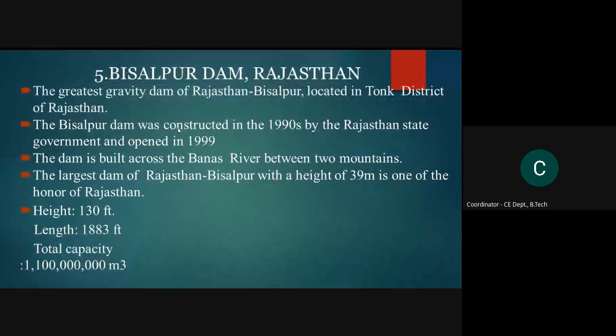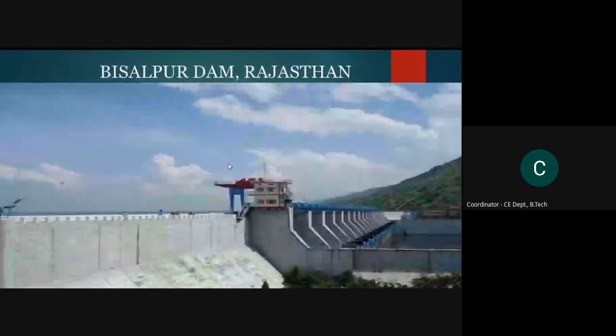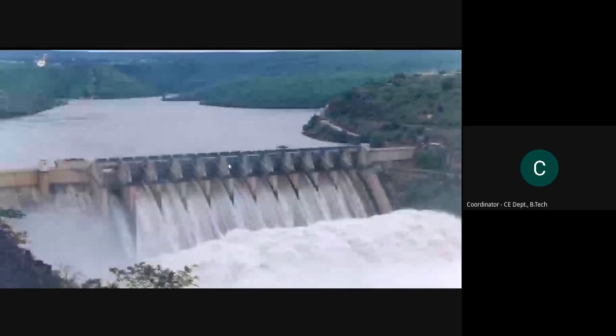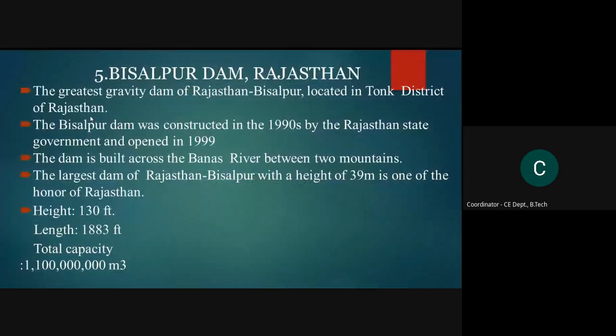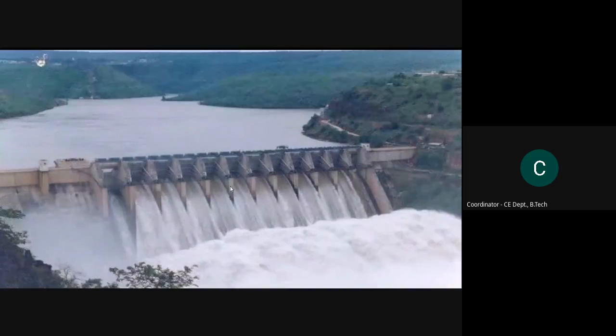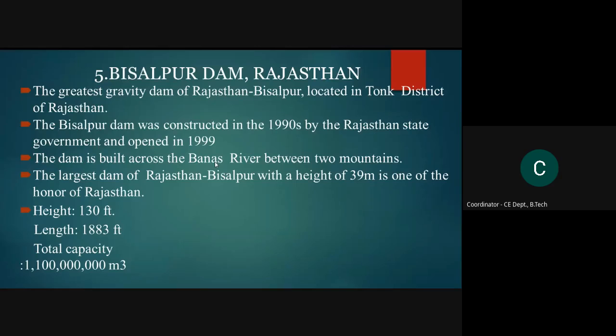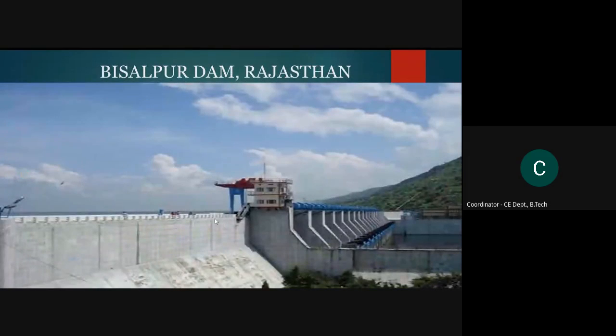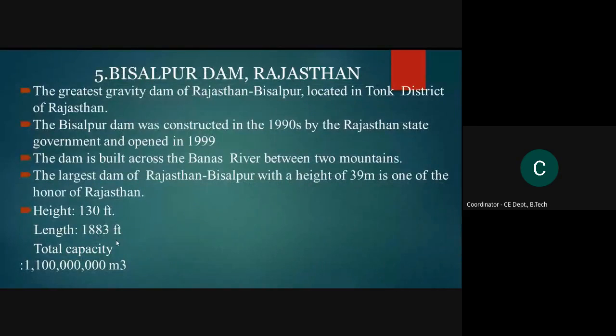The dam is built across the Banas River. The largest dam of Rajasthan, Bisalpur, with a height of 39 meters, is one of the honors of Rajasthan. So the height is almost 39 meters, meaning 130 feet. This height is 39 meters. The length is 1083 feet, this total length, and the total capacity is such.